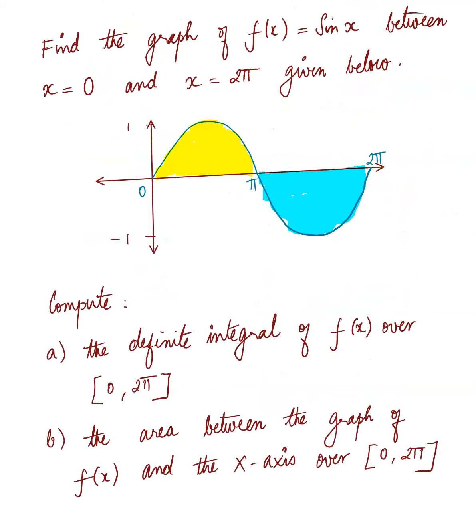Here's the question. Find the graph of f of x equals sine x between x equals 0 and x equals 2 pi given below. And here's our graph for y equals f of x equals sine x. And they ask us to compute two parts. One, the definite integral of f of x over 0 to 2 pi all the way. And two, the area between the graph of f of x and the x-axis over 0 to 2 pi. Okay. So let's start with part A.